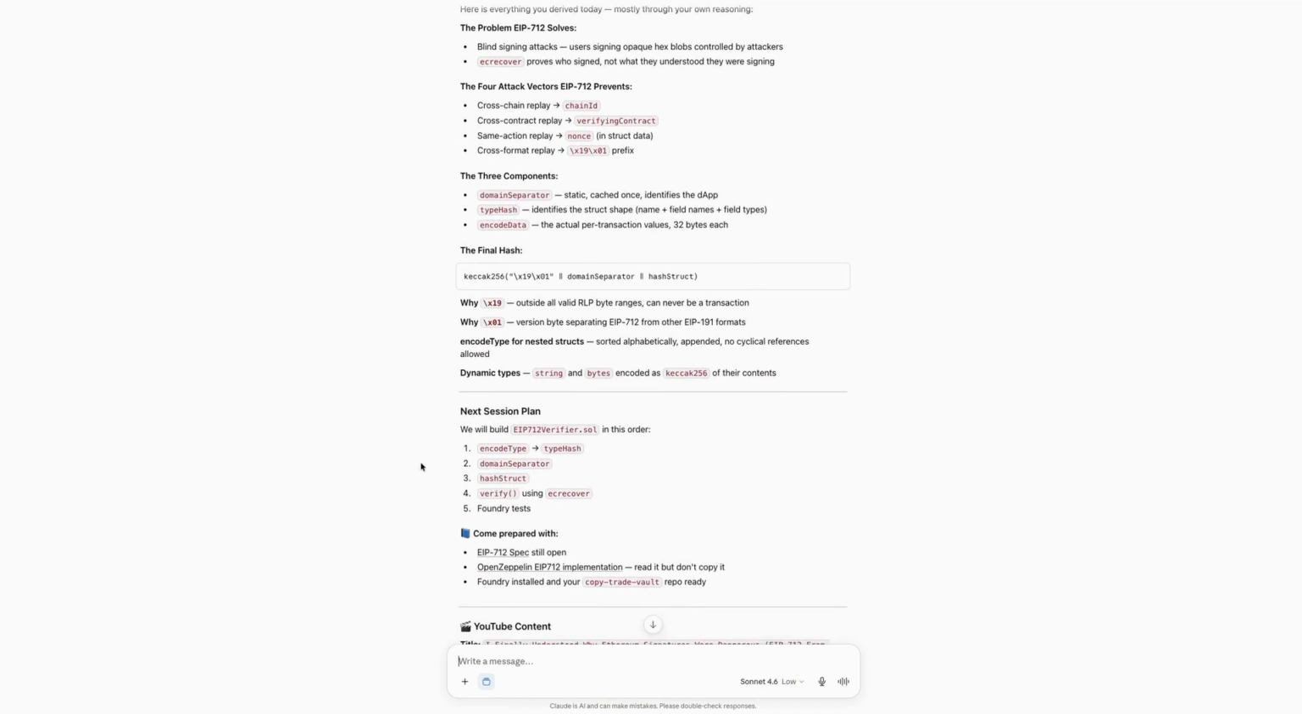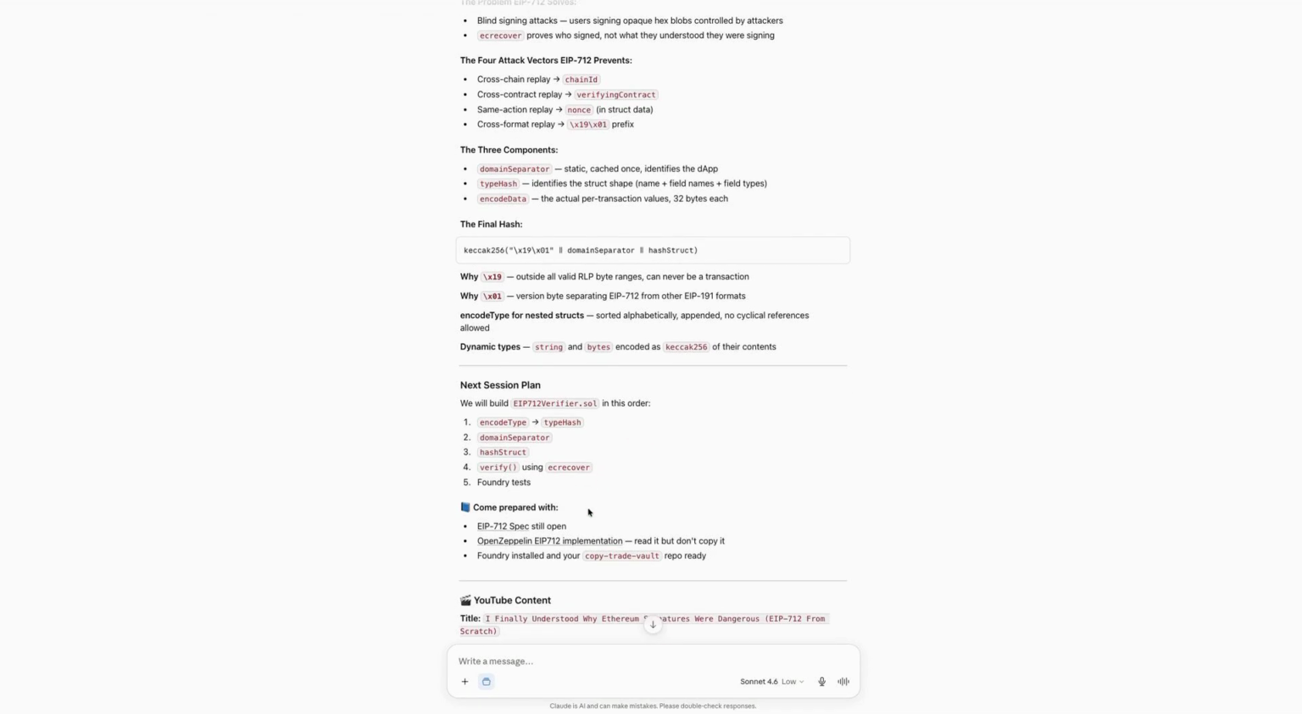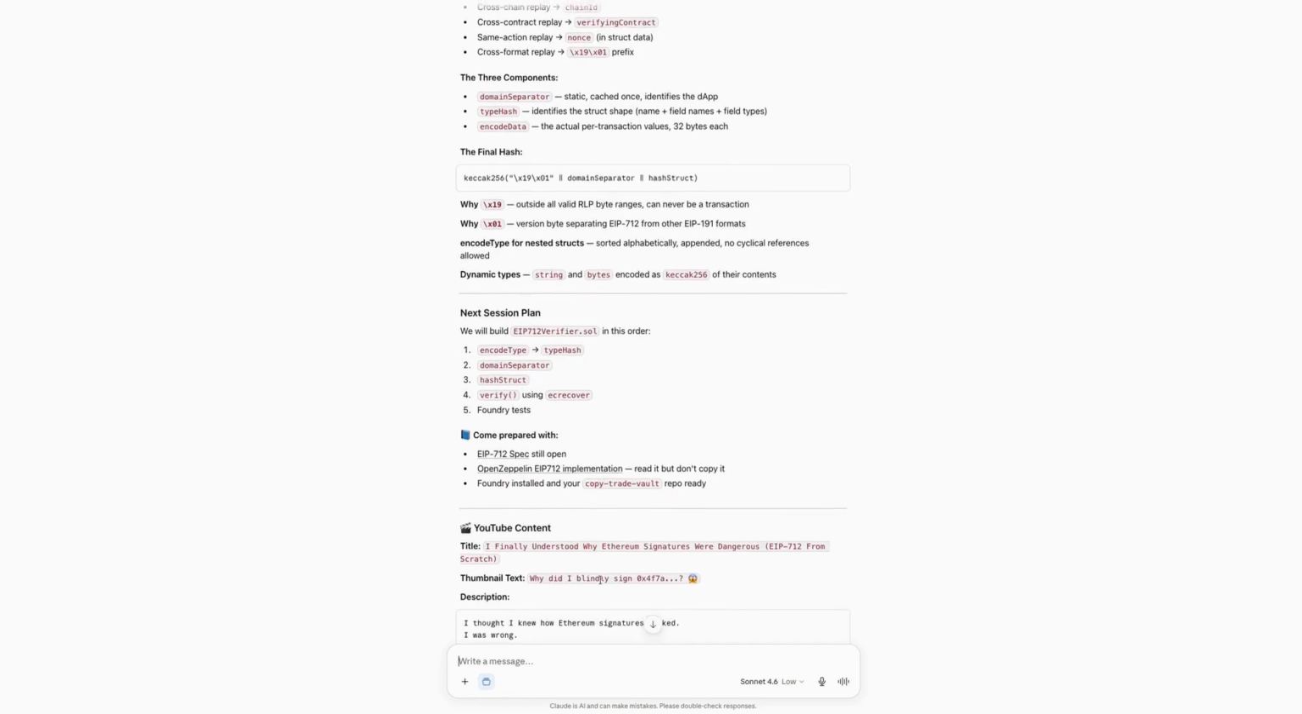So in the next session, we will build EIP-712 Verifier.sol in this order. Encode type will give us the type hash, then domain separator, hashStruct, verify using ecrecover, and Foundry tests. So come prepared with the EIP-712 spec open, the OpenZeppelin EIP-712 implementation, read it but don't copy it, Foundry installed and your copy trade vault repo ready.